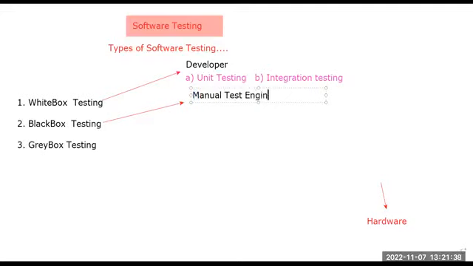Manual test engineer. And what exactly does manual tester mean? As a QA, as a test engineer, we are only going to test the product. As a manual tester, how can we test the product? We will open the application. Let's say that I want to test this Amazon application, as I want to perform manual testing.